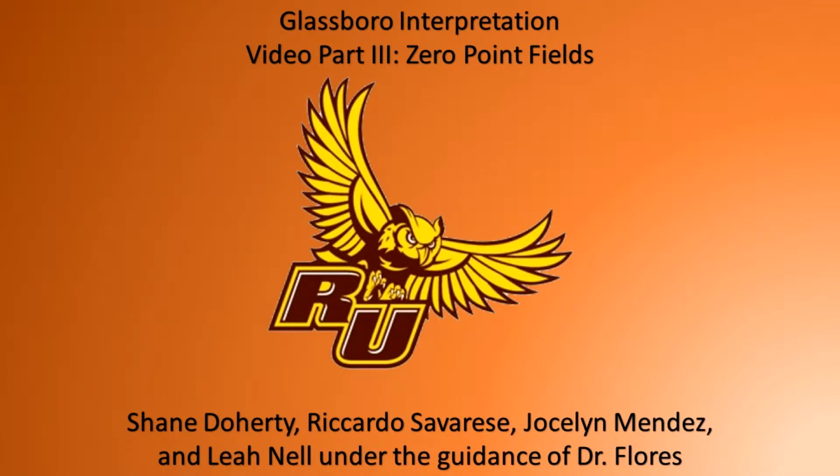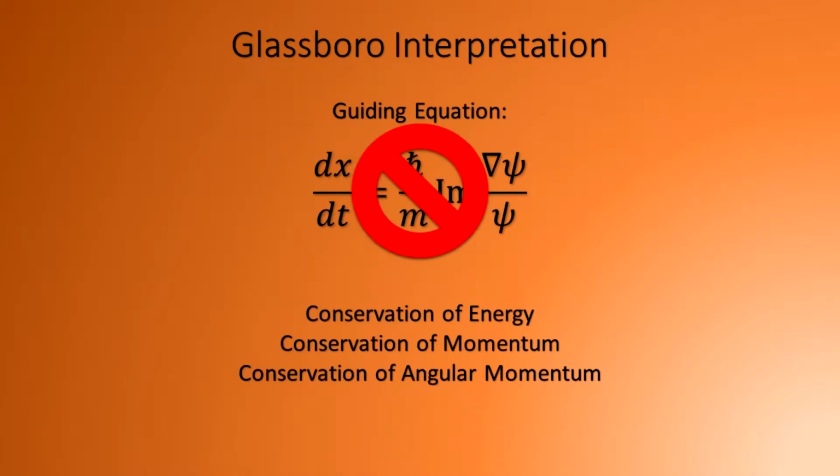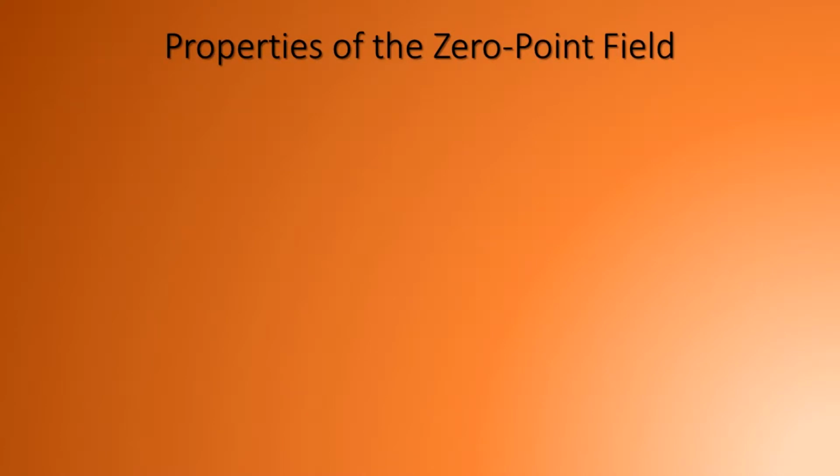In this video, we present our interpretation of quantum mechanics, the Glassboro interpretation. We seek a theory that has the key feature of the de Broglie-Bohm theory but does not have the guiding equation. We substitute the guiding equation for the conservation laws. Our candidate for the wave component is the zero-point field.